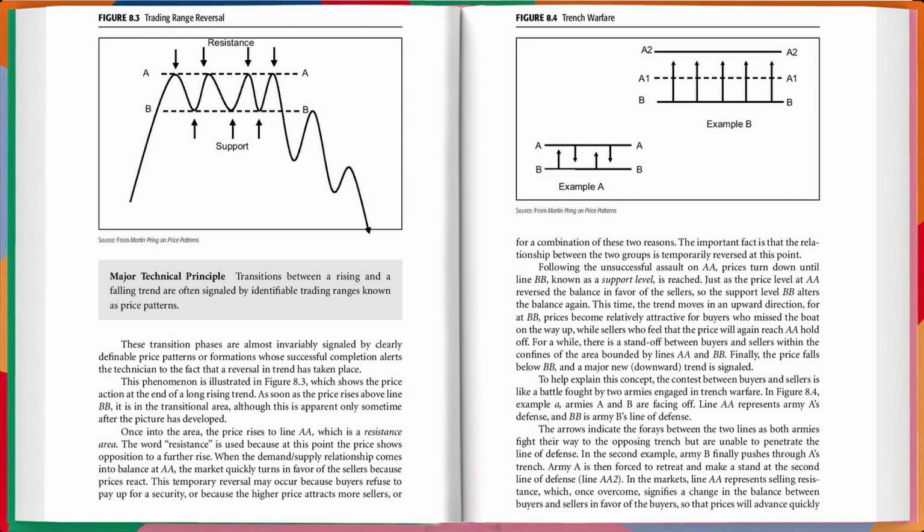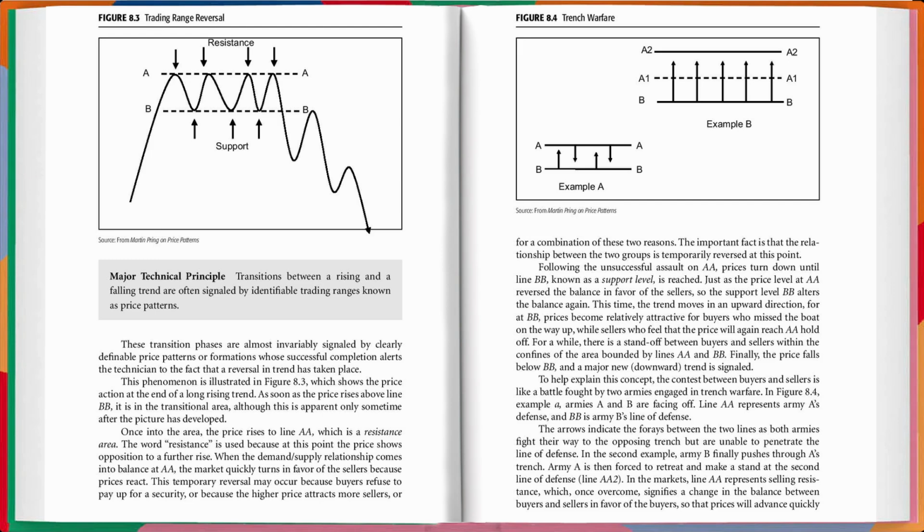When the demand/supply relationship comes into balance at AA, the market quickly turns in favor of the sellers because prices react. This temporary reversal may occur because buyers refuse to pay up for a security, or because the higher price attracts more sellers, or for a combination of these two reasons. The important fact is that the relationship between the two groups is temporarily reversed at this point.